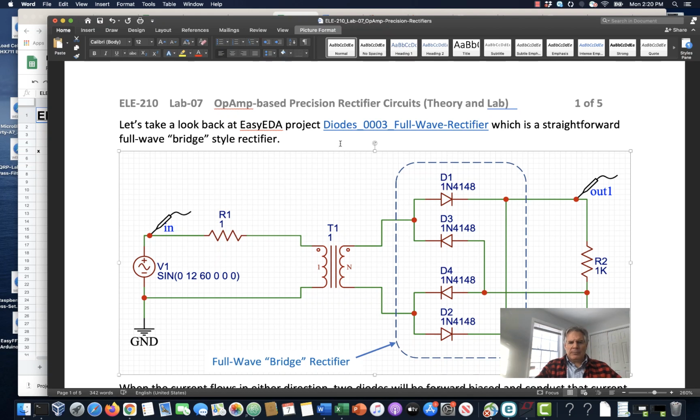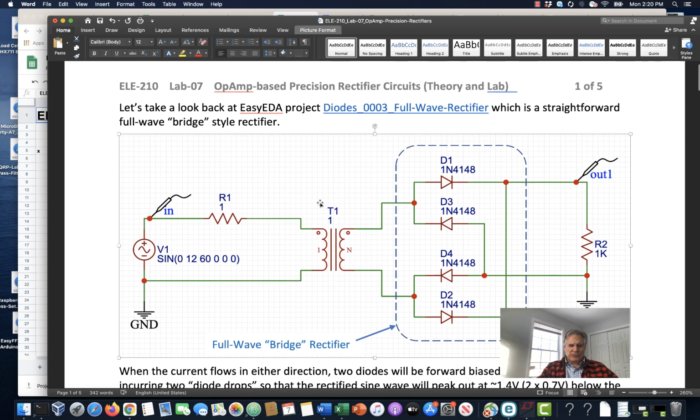And here we are back again, ELE 210 circuit theory. We have a document here for Lab 7, which also includes some theory. And I wanted to talk about precision rectifiers. So we start off, there's a link here where you can look at a circuit we had back in ELE 115 for a full wave rectifier.